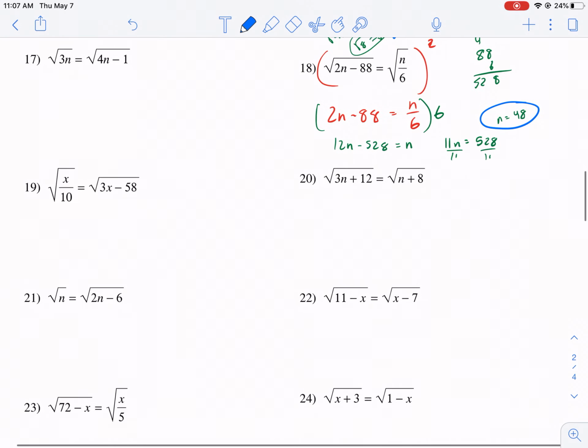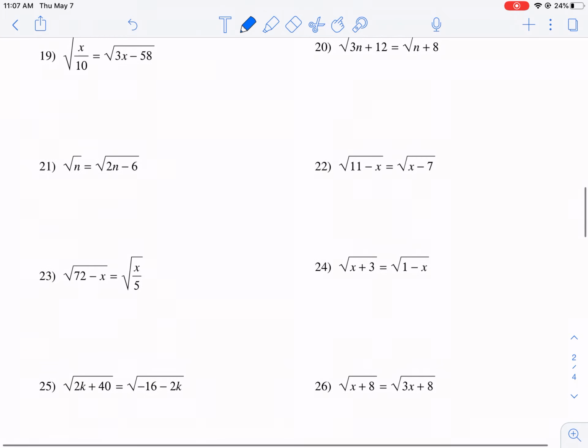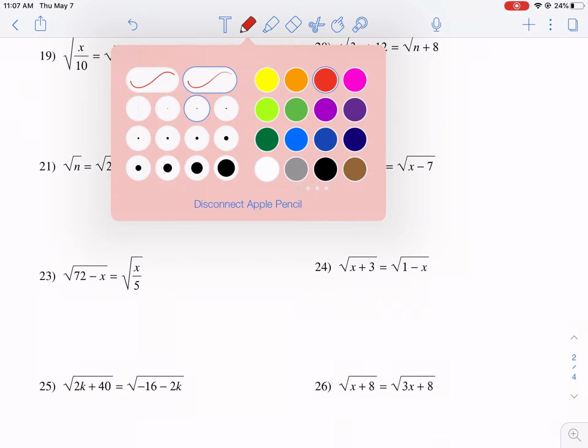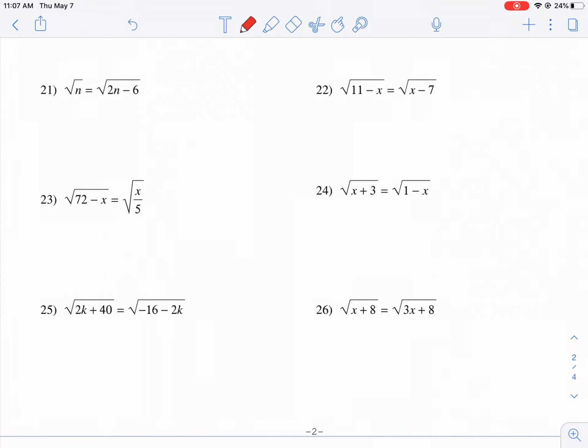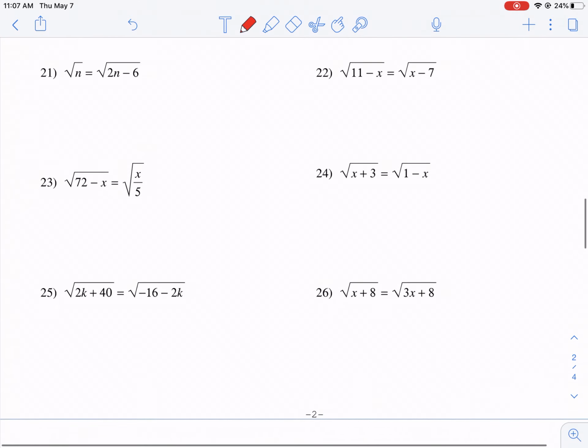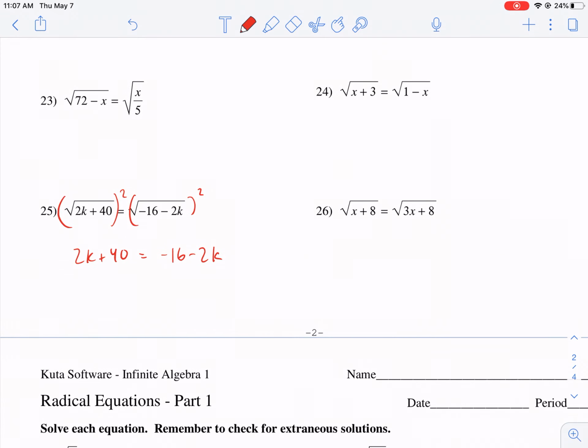So that's a more complicated one. Maybe we should do one more complicated one for the road. Let's scroll down to number 23. 23 has a fraction. We already did one like that. We'll go ahead and do 25. So with 25, we're going to square both sides. 2k plus 40. Because the radicals were by themselves, we can go ahead and do that. And now it's like a multi-step equation with the variable on both sides. We're going to add 2k to both sides. We get 4k plus 40 equals negative 16.